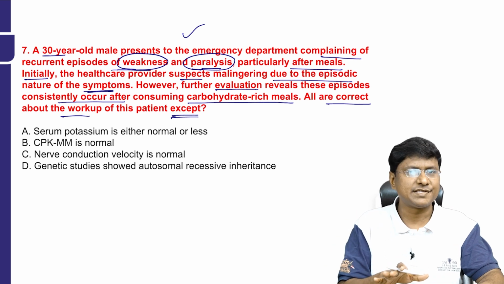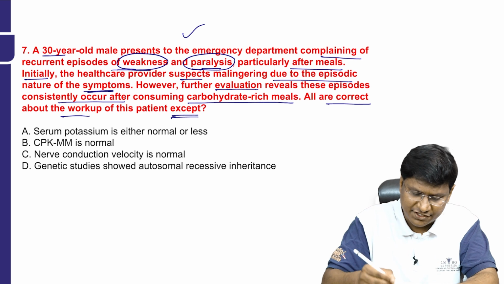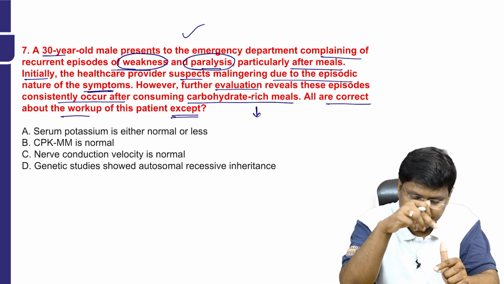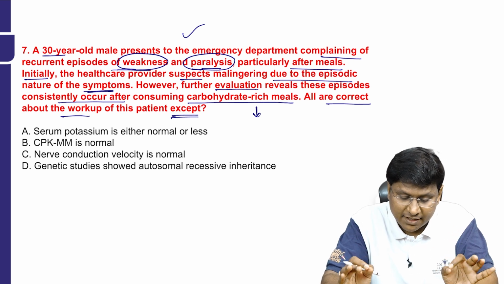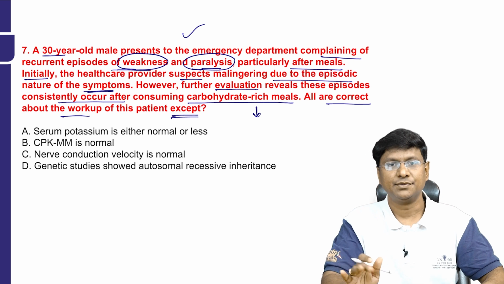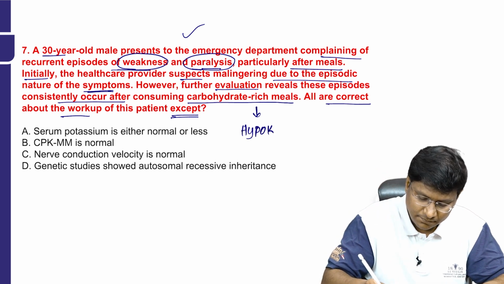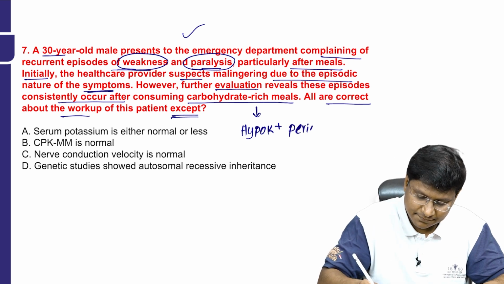So first of all, what is this clinical picture suggestive of? The patient is complaining of recurrent episodes of weakness and paralysis, particularly after meals. After consuming a carbohydrate-rich meal, the patient has this clinical scenario. So this is suggestive of hypokalemic periodic paralysis.